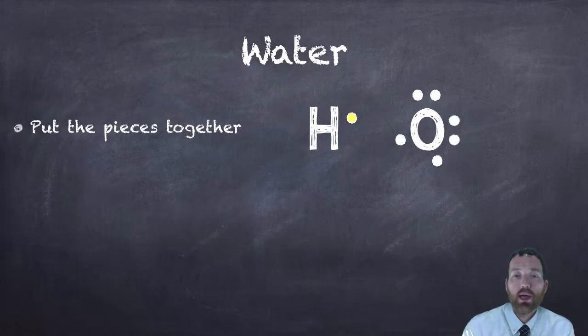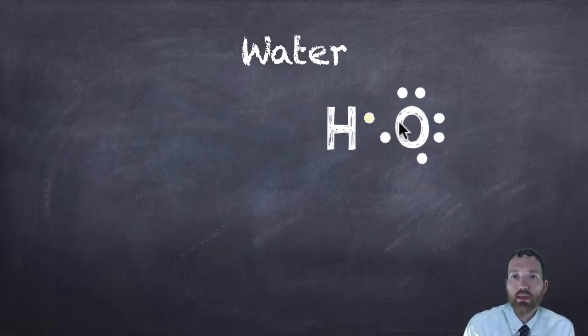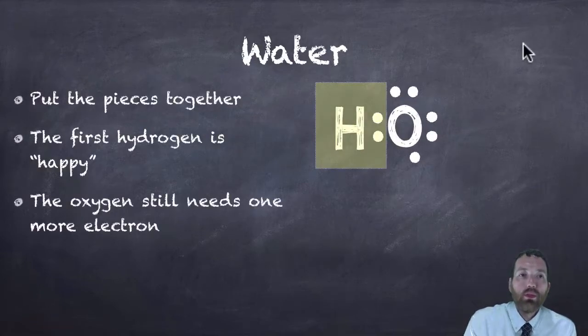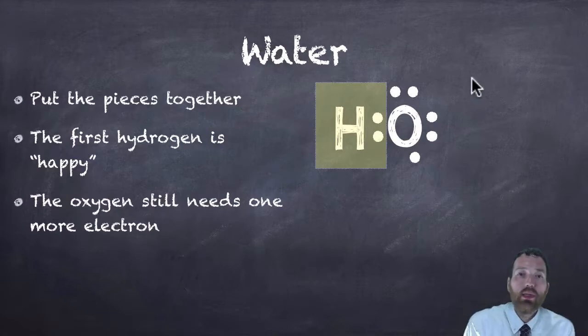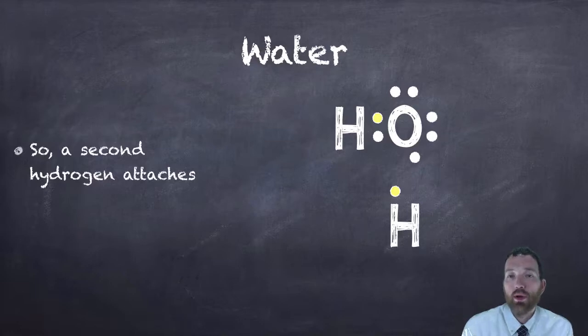So if I take one of the hydrogens, I can see that it will fit in the space right here. I have an unpaired electron where these two will fit like puzzle pieces, like that. So the first hydrogen is happy. It wants 2 electrons. Remember, hydrogen only has the 1s orbital that can fit 2 electrons, and it has 2 electrons. So this hydrogen is good. Oxygen still needs 1 more electron. Good thing the formula for water is H2O, which means we need another hydrogen.